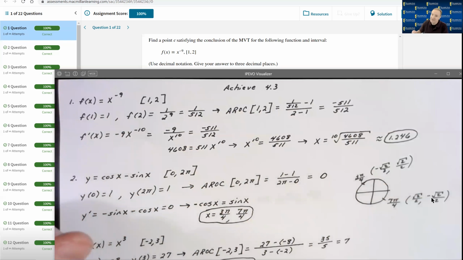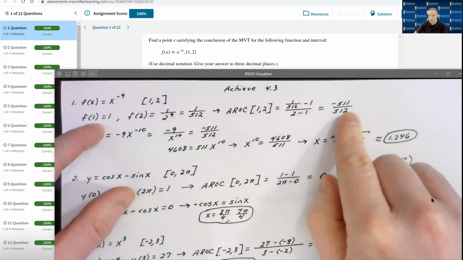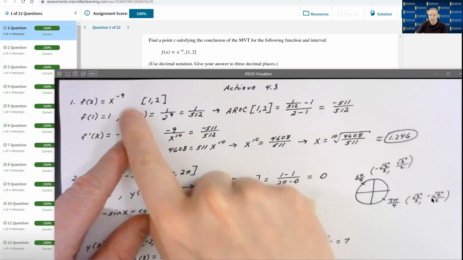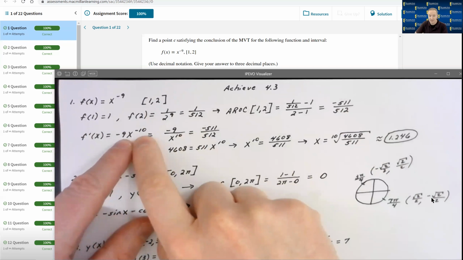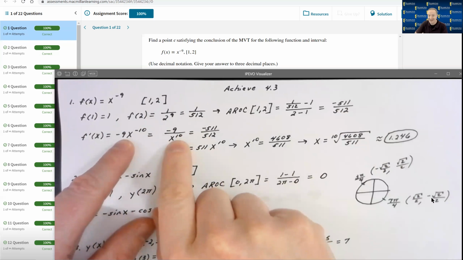So what the mean value theorem guarantees us is that since this function is continuous on this interval between 1 and 2, there must exist some x value equal to c between 1 and 2 where the derivative is equal to that slope between 1 and 2. Okay, so I take my derivative. The derivative of this function is negative 9x to the negative 10th. I rewrote that as negative 9 over x to the 10th.